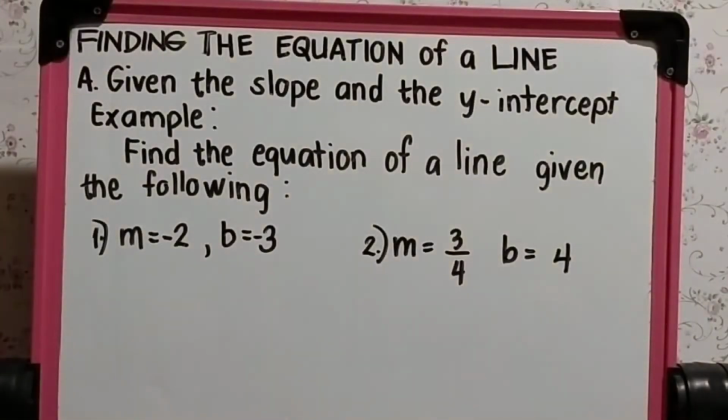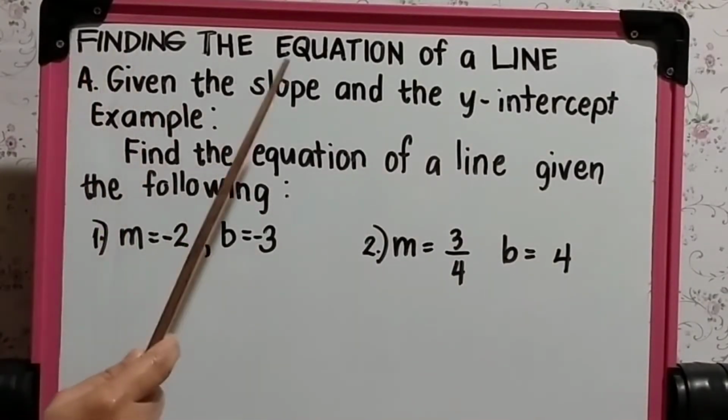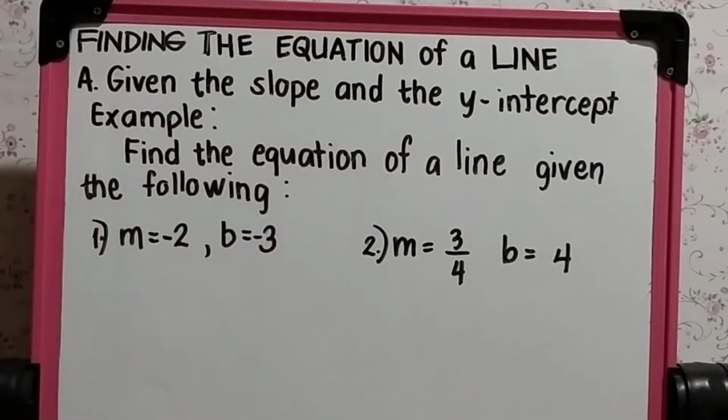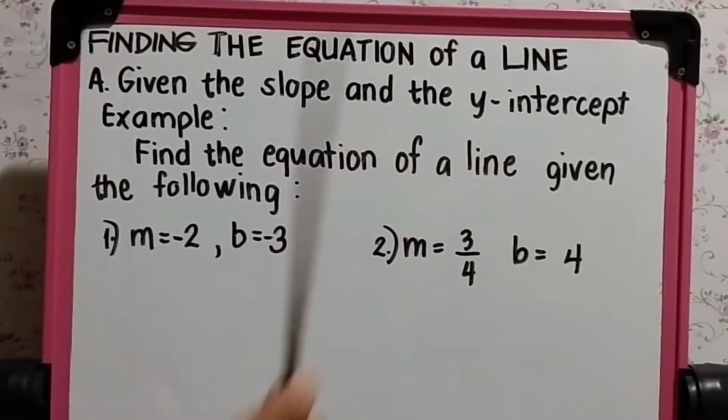Okay, good morning grade 8. Today I'm going to present to you how to find the equation of a line. So, in finding the equation of a line, we have different conditions. The first condition we're going to discuss is given the slope and the y-intercept.